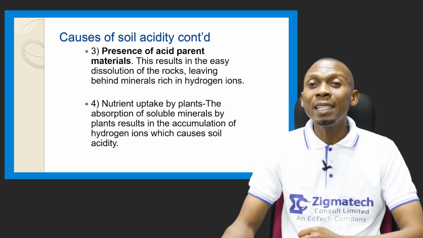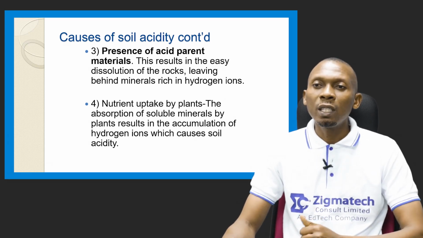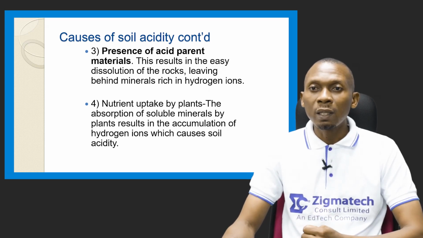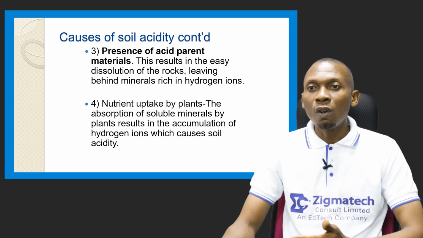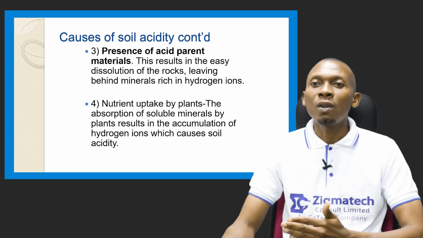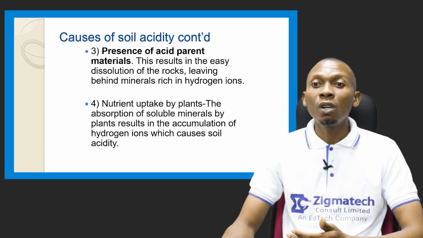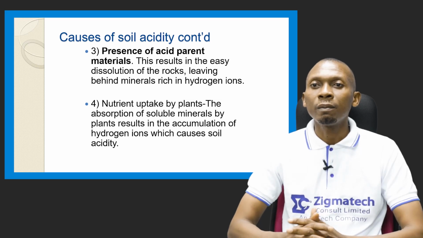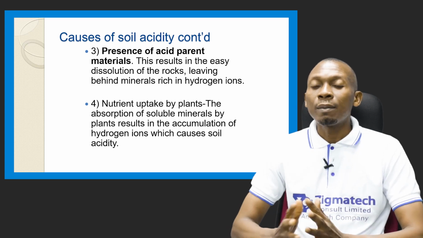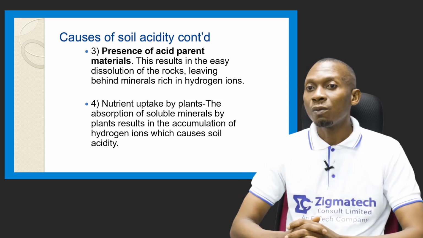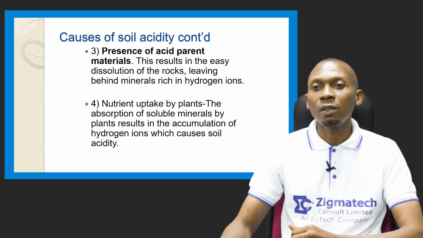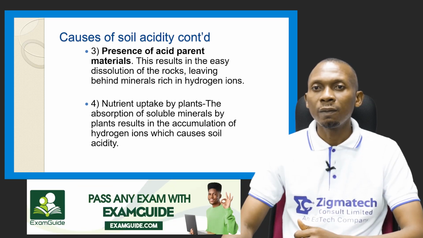The presence of acid parent materials can also lead to soil acidity. This results in the easy dissolution of rocks, and as these rocks are dissolved, they leave behind minerals which are rich in hydrogen ions, and this causes soil acidity. Nutrient uptake by plants is also another means by which soils can become acidic. The absorption of soluble minerals by plants results in the accumulation of hydrogen ions, and this accumulation of hydrogen ions also causes soil acidity.